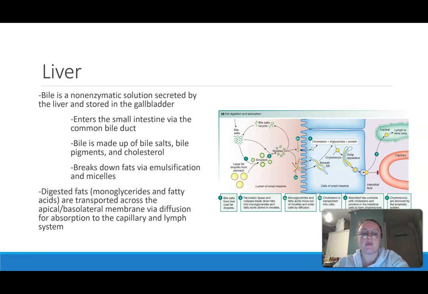Digested fats are typically transported across the apical basolateral membrane via diffusion, and then they're reabsorbed into the capillary and lymph system. This image here to the right shows our fat digestion and absorption. We have these large fat droplets, with bile salts attached to them, separating the hydrophilic and hydrophobic sides. Then they go through emulsification into micelles, and the bile salts are actually recycled again. They're taken up later on in the small intestine. And then they diffuse across the border and are repackaged by the Golgi to be sent into the capillary system and the lymph system.